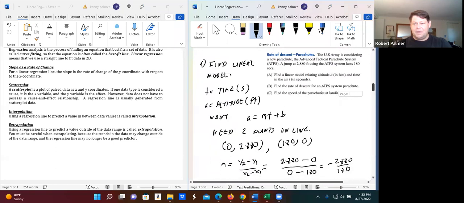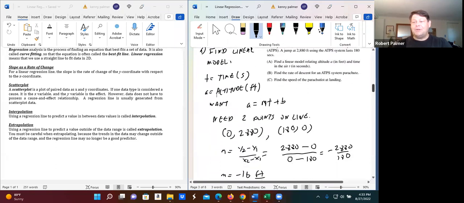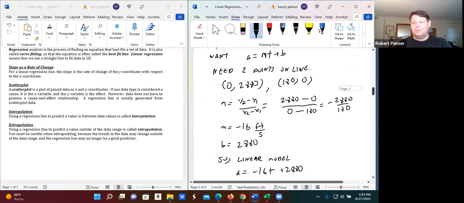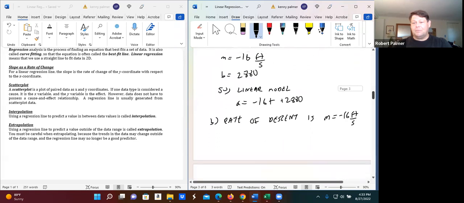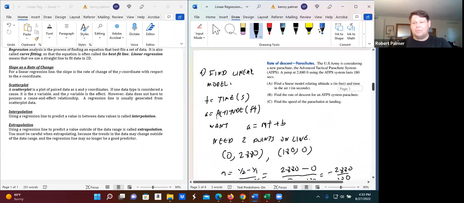Okay, then part C: find the speed of the parachute at landing.